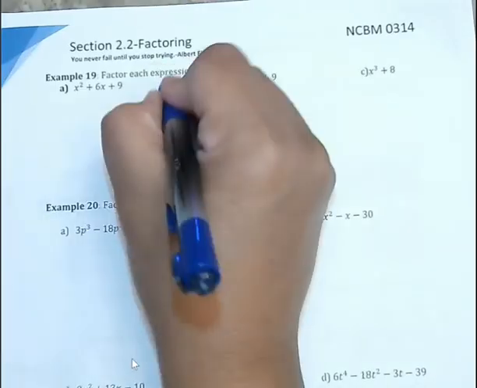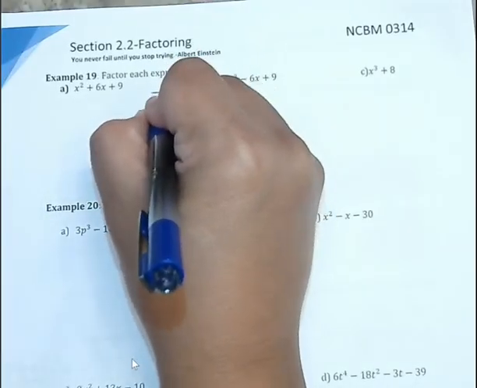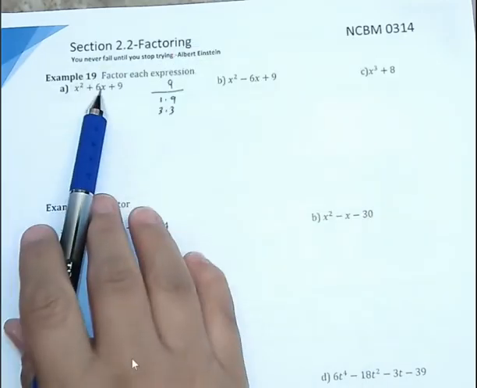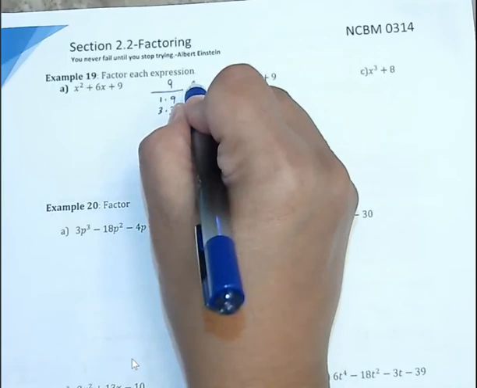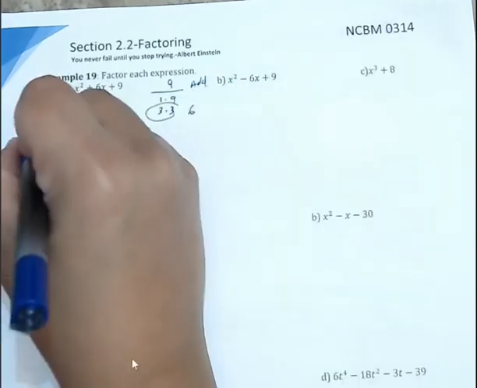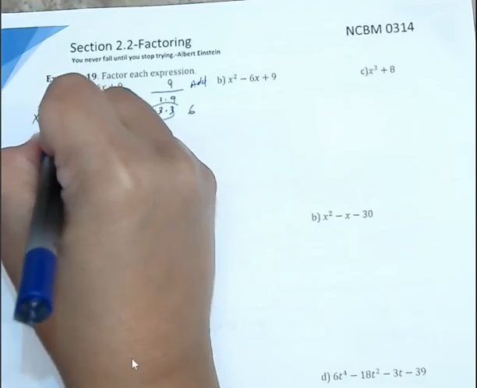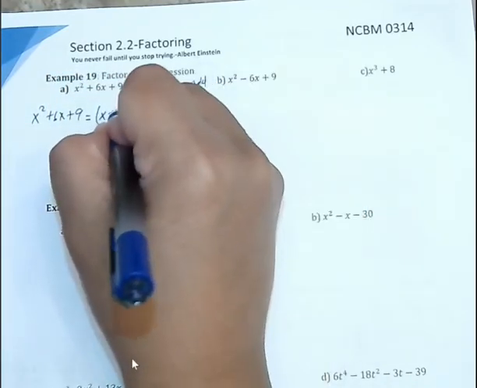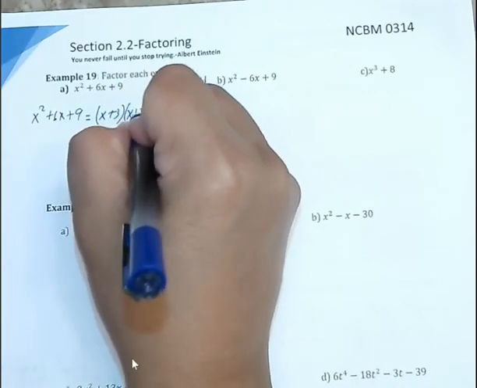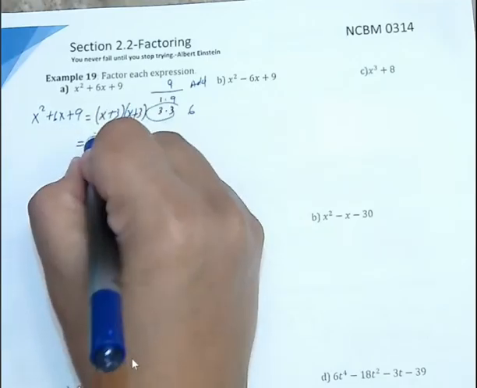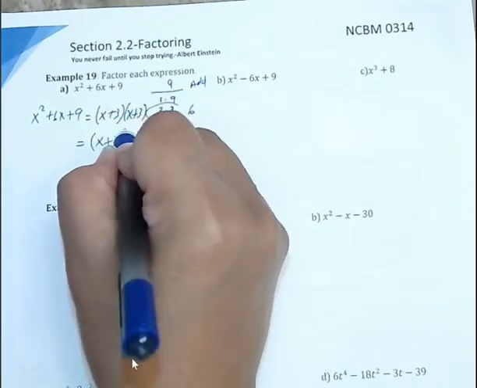So number one, you can still do the previous method. 1 times 9, 3 times 3. We want to have a 6, so the only one that would give us a 6 would be 3 plus 3, which is 6. So x squared plus 6x plus 9 is going to be equal to x plus 3 times x plus 3. Notice that these are the same, so we can write it as x plus 3 squared.